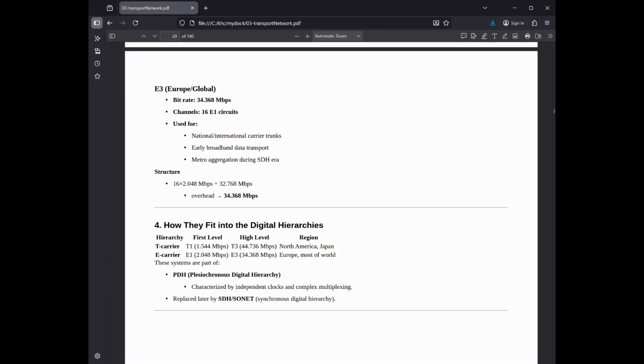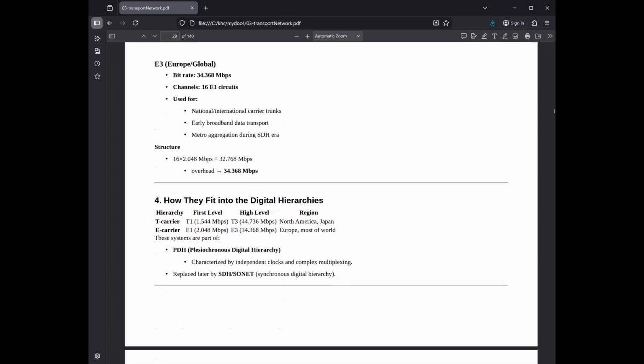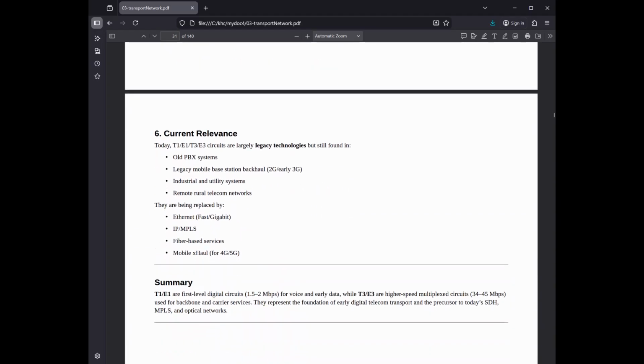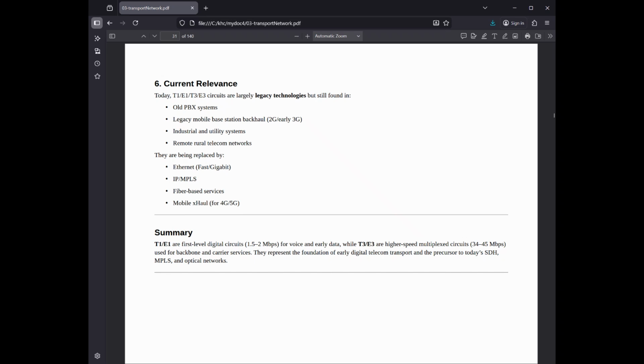Integration into SDH/SONET, the modern way: when fiber optic SDH, global, and SONET, North America, took over, they didn't throw away the T1s and E1s. Instead, they created containers to carry them. Think of an SDH STM-1 frame, 155 Mbps, as a large cargo ship. Inside that ship, there are standardized shipping containers called virtual containers, VCs. VC-11, a container specifically sized to hold one T1 signal. VC-12, a container specifically sized to hold one E1 signal. VC-3, a larger container that can hold one T3 or E3 signal.